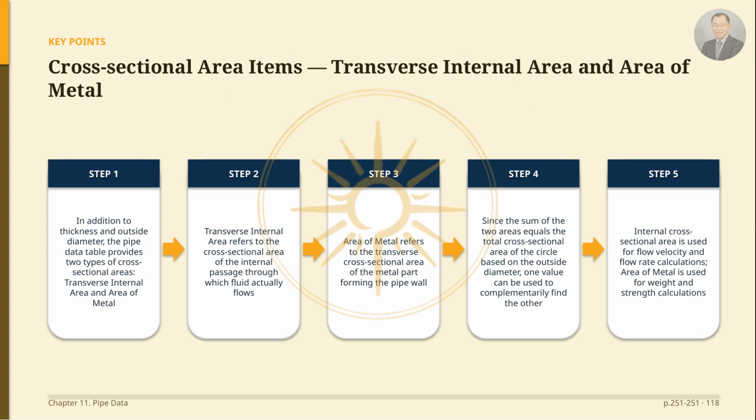The transverse internal area refers to the cross-sectional area of the internal passage through which the fluid actually flows, and it is used directly when calculating flow velocity and flow rate. On the other hand, the area of metal is the cross-sectional area of the metal part forming the pipe wall, used when considering the weight or strength per unit length of the pipe. Interestingly, adding these two cross-sectional areas results in the total cross-sectional area of the circle based on the outside diameter. Therefore, it is useful to know that if you know one value, you can complementarily find the other.